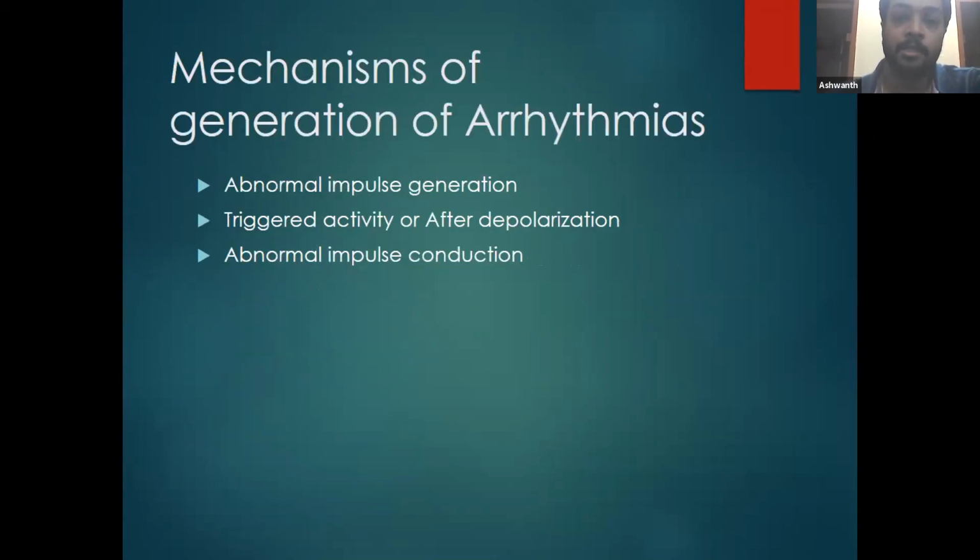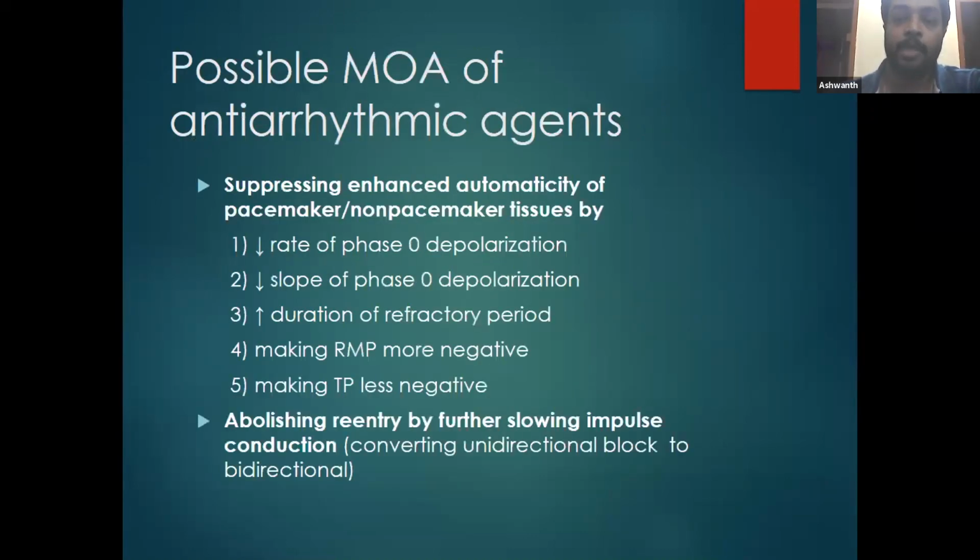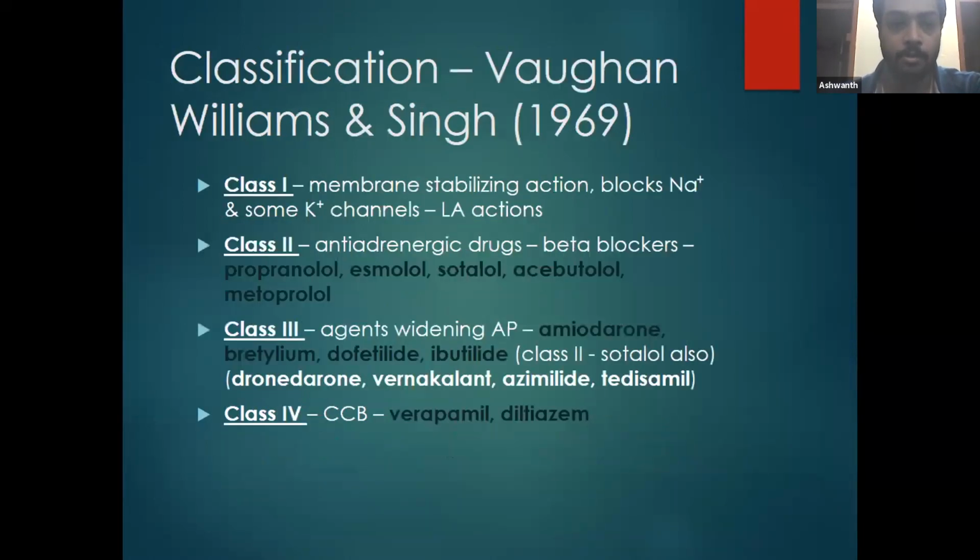The mechanisms of generation of arrhythmias are abnormal impulse generation, triggered activity or afterdepolarization, and also abnormal impulse conduction. So the mechanism of action of the anti-arrhythmic agents is suppressing these mechanisms, either by decreasing the rate of phase 4 depolarization, decreasing the slope of phase zero depolarization, increasing the duration of the refractory period, making the resting membrane potential more negative, making the threshold potential less negative, and also abolishing re-entry by slowing impulse conduction, converting the unidirectional block to bidirectional block.